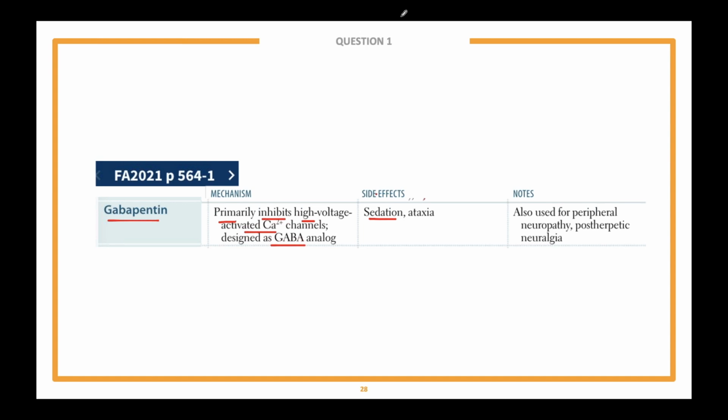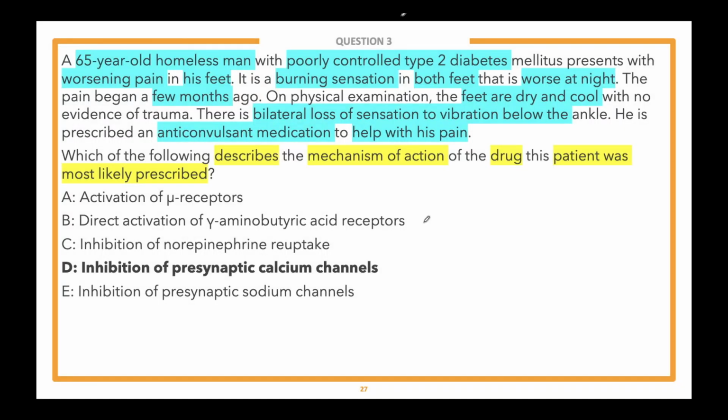So let's go back to our question. Hopefully now you can see why answer choice D is the best answer, okay? It does inhibit the presynaptic voltage-gated calcium channels as well. So you prevent calcium influx into the neuron, okay? And as a result, you get decreased firing by preventing downstream release of glutamate. Glutamate is an excitatory neurotransmitter that leads to pain. So the goal is to essentially decrease glutamate, the excitatory effects as a neurotransmitter, okay?